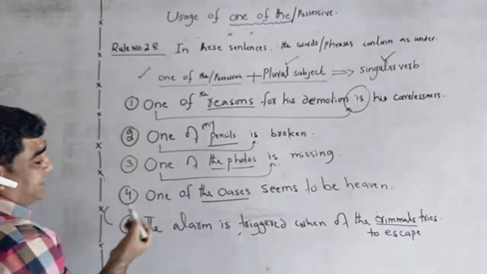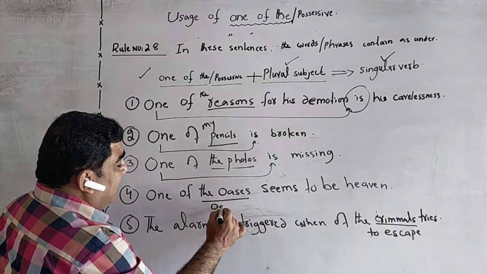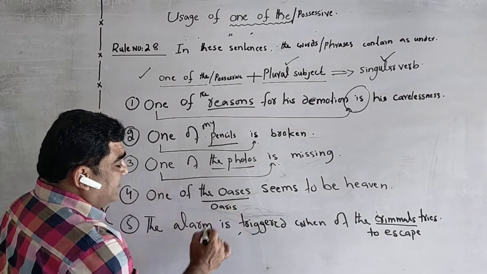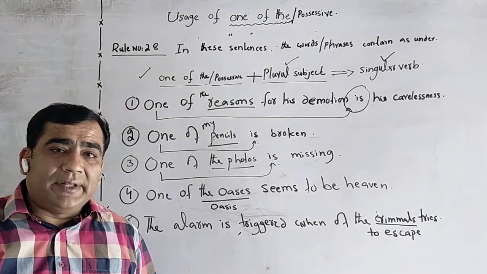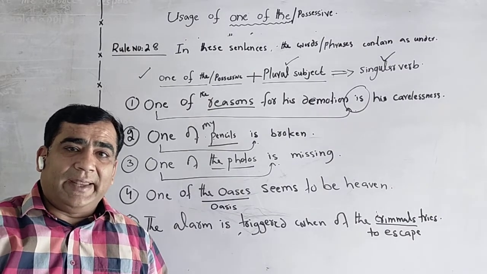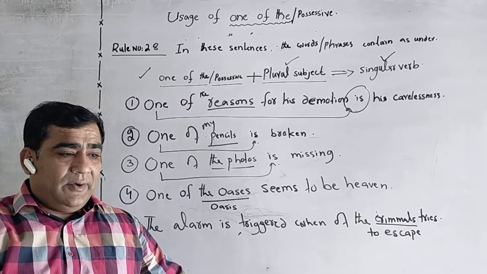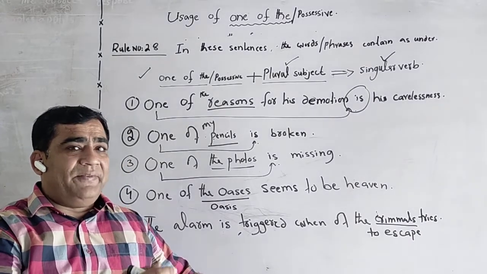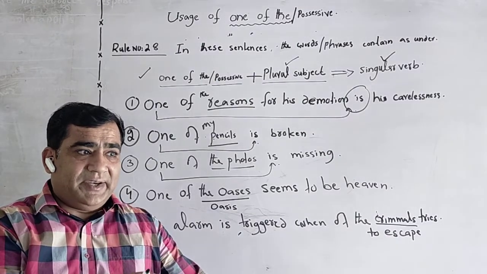One of the oases: I have told you, this word has a singular as well, like oasis. It is a place in a desert where you will find the availability of greenery and water, where you can have a very effective, very outstanding landscape and scenery of greenery.